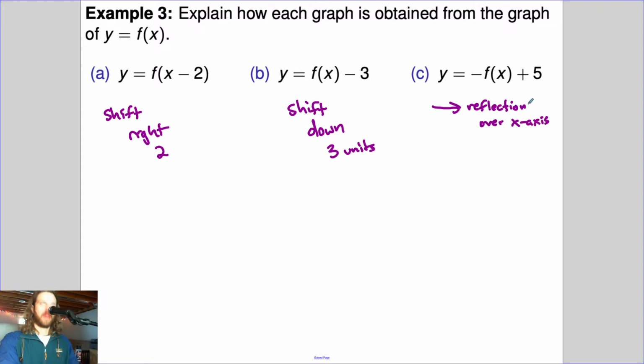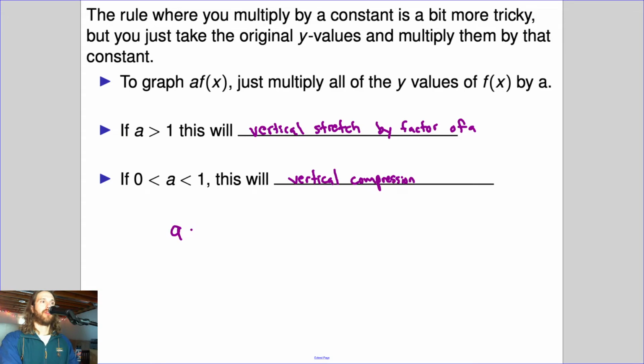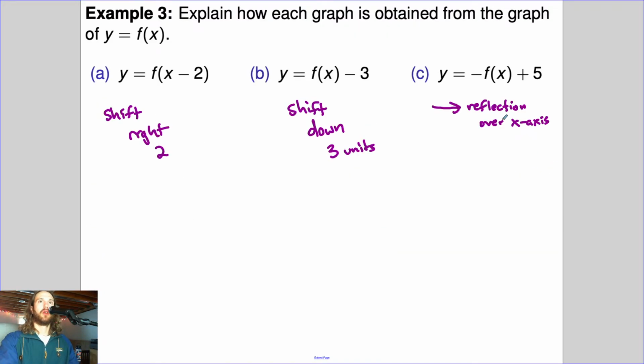And you really could add that to your notes on this page. If a is less than 0, we reflect over the x-axis. And there's a second transformation that occurs. The second one is a shift positive outside, which is up 5 units.